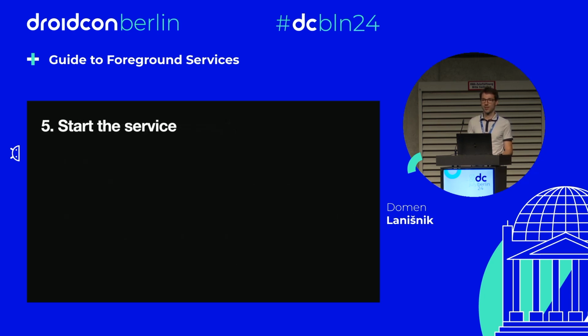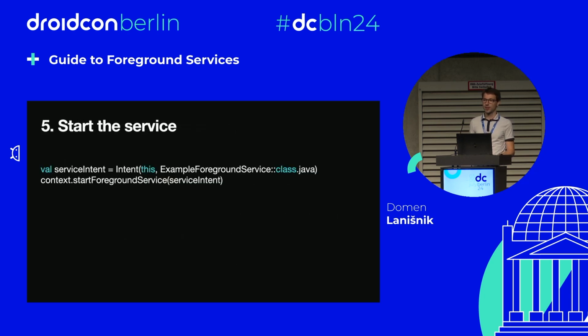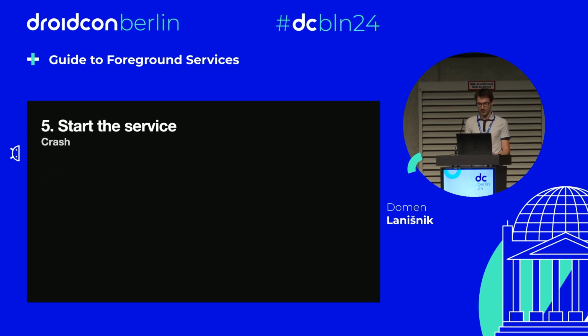Cool. Okay, so we have pretty much everything ready. We can now start our foreground service. We do that by creating a new intent, passing in the reference to our foreground service class, and then calling start foreground service. Okay, we do this, we click on a button, the foreground service should start. However, we get a crash. Why is that? Okay, let's look at the logs.